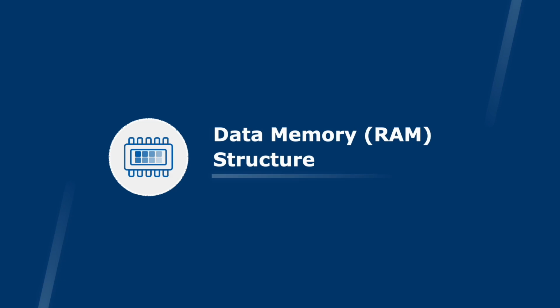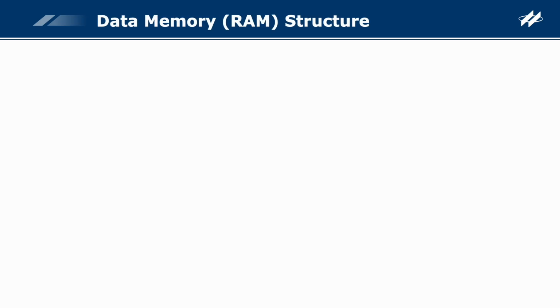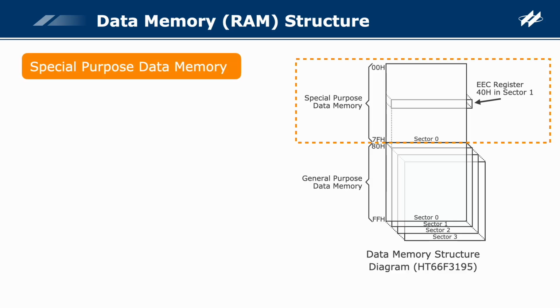Data memory structure. The data memory is subdivided into several sectors, all of which are implemented in 8-bit wide RAM. Each of the data memory sectors is categorized into two types. Take the HT66F3195 as an example. The first type is the special function memory, whose address range is from hex 00 to hex 7F in sector 0 and hex 40 in sector 1.